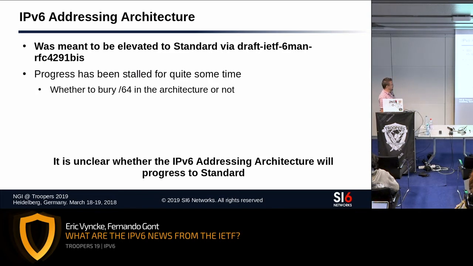My personal view is I don't think that any specific value belongs in an architecture document. It's not architecture. Then you can put that requirement elsewhere, like in SLAAC and so on, but that shouldn't be part of the architecture. That's my take.